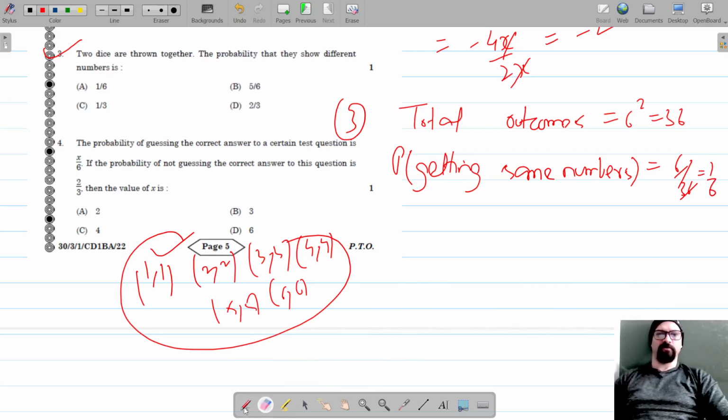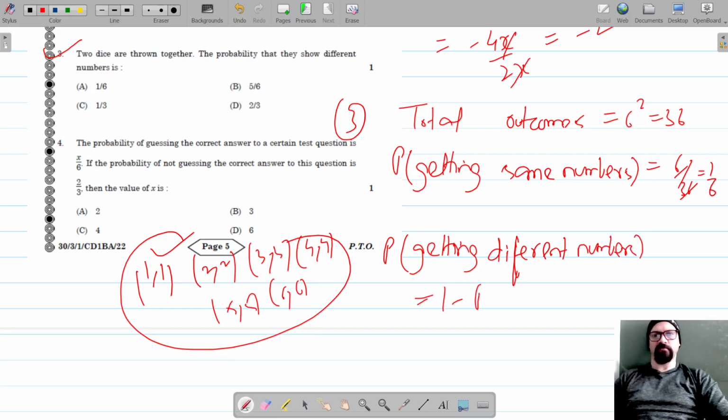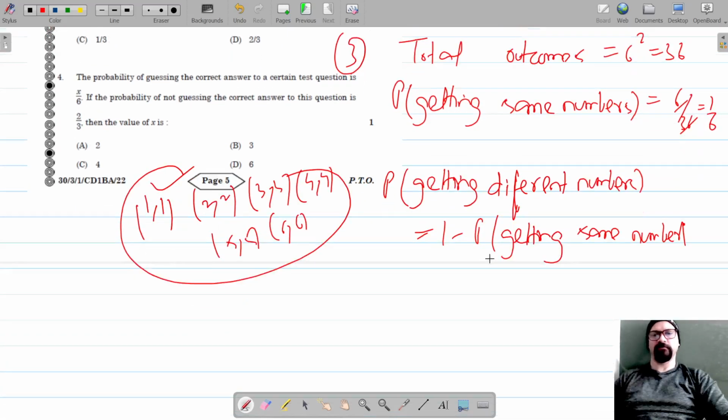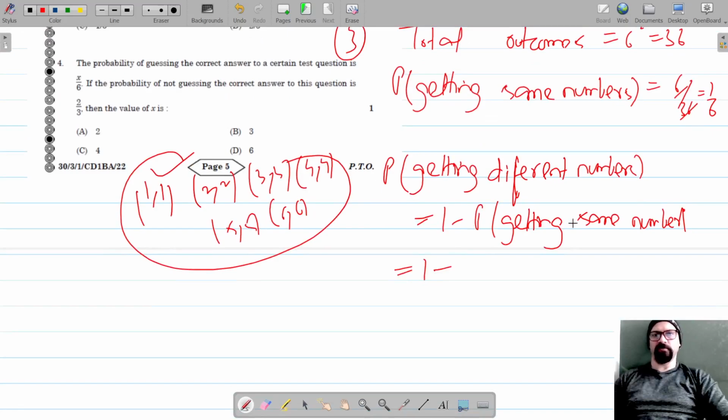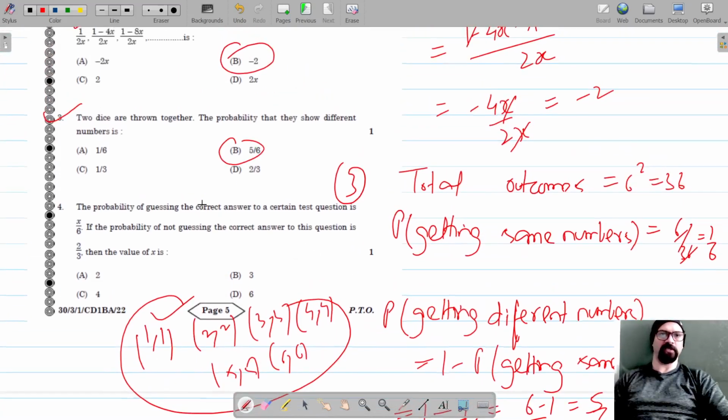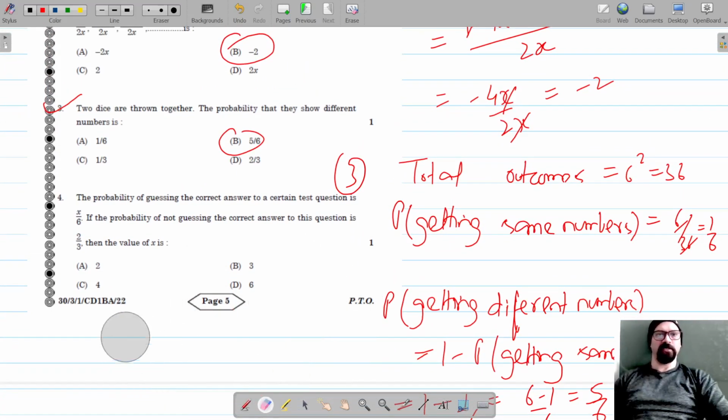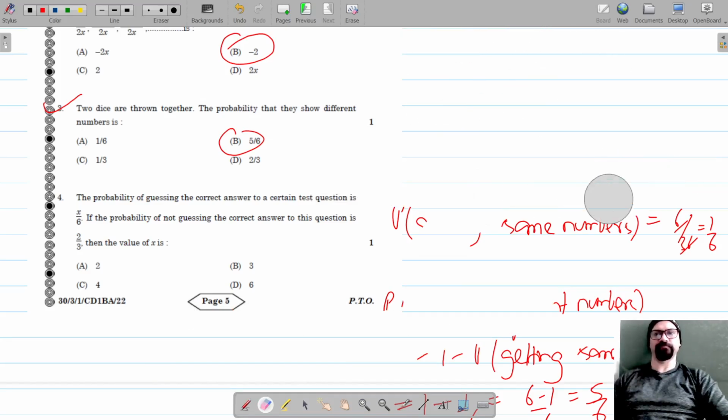Now the probability of getting different numbers on both dice should be equal to 1 minus the probability of getting the same numbers. So this is 1 minus 1 by 6, which is 6 minus 1 by 6. That is equal to 5 by 6. So 5 by 6 is the correct answer for question number 3. And moving on to question number 4.